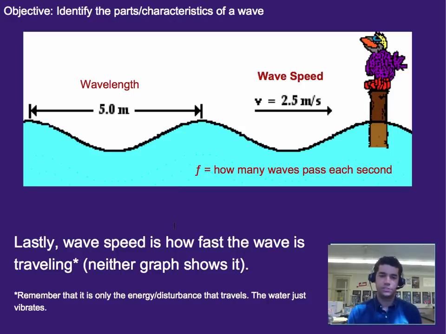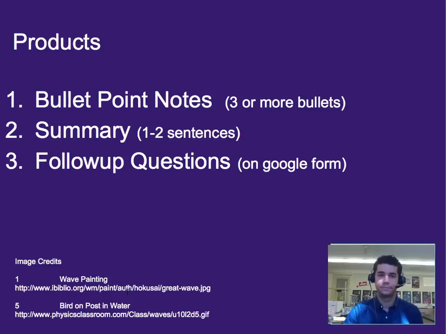Now, the last thing that isn't shown on either graph is wave speed. And wave speed is just how fast is the wave traveling, meaning how fast does this wave right here reach this bird over here. In this case, it shows it as traveling at 2.5 meters per second. So just think of this as how fast does the wave come towards you or move through space. But remember that it is only the energy or disturbance that travels and not the actual water itself.